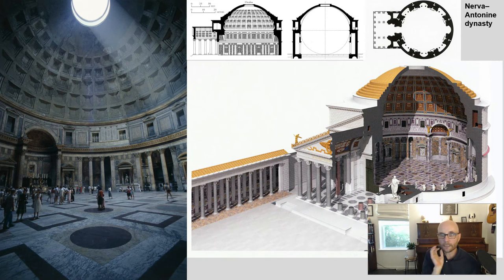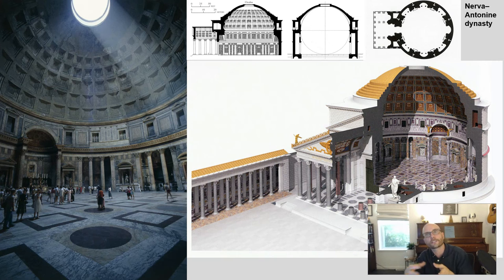And what's incredible about this is there's no column, there's no supporting wall, there's nothing supporting the ceiling but itself. It would have seemed almost magical. And then as you look up, you would actually see stars. Originally, there would have been stars painted in the coffers, as you can see here, representing the divine world. And then this oculus represents a gateway to the realm of the gods.